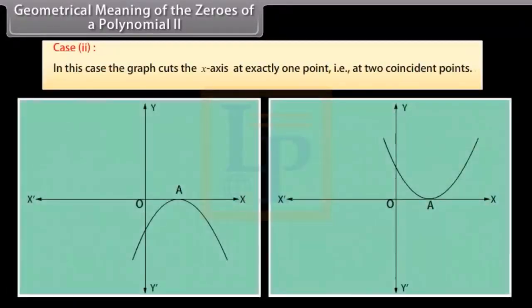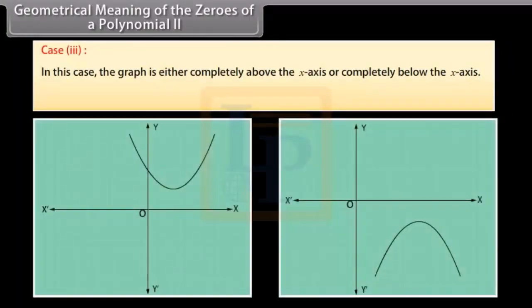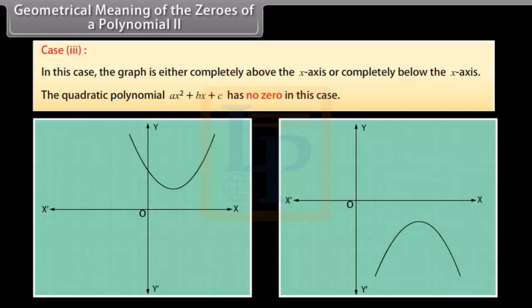Case 2. In this case, the graph cuts the x-axis at exactly one point, that is, at two coincident points. The 2 points A and A bar of case 1 coincide here to become one point A. Case 3. In this case, the graph is either completely above the x-axis or completely below the x-axis. It does not cut the x-axis at any point. The quadratic polynomial ax square plus bx plus c has no zero in this case.